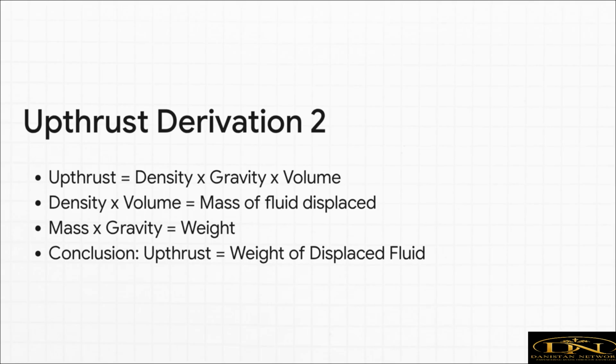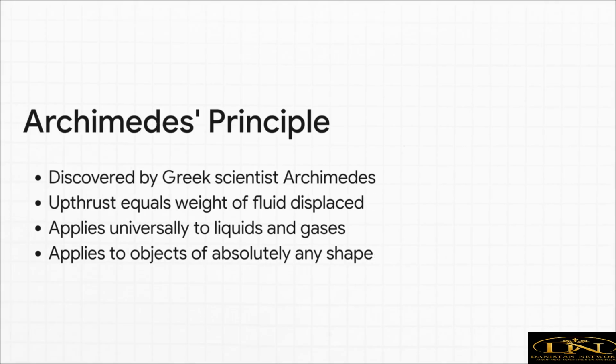Now I want to share a really vital memory trick with you. Do you notice the variables rho multiplied by volume? Well, density times volume is literally just mass hiding in plain sight. So rho times V is just the mass of the fluid displaced. Multiply that by G and you get weight. The magnificent conclusion here: the upthrust force is exactly equal to the weight of the fluid that was displaced. And this brilliant deduction perfectly illustrates the legendary discovery by the ancient Greek scientist Archimedes.